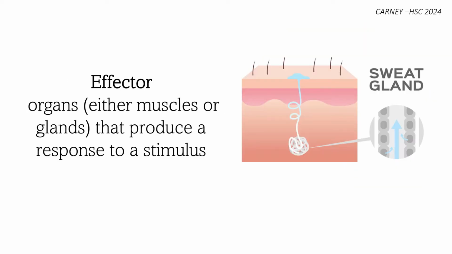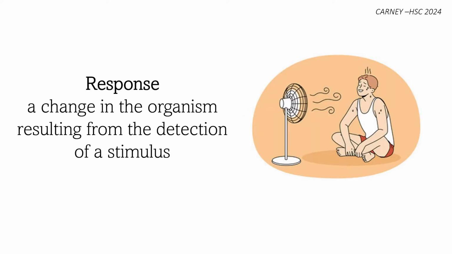Effectors are parts of the body that work to counteract the change. They include muscles and glands secreting chemicals. The response is the organism's reaction to the stimulus. The central nervous system transmits the response to the effectors, which counteract the change.